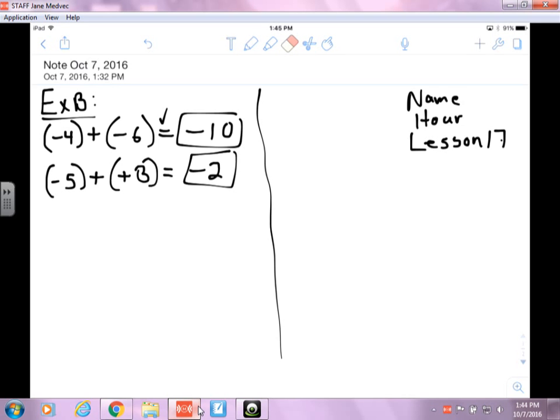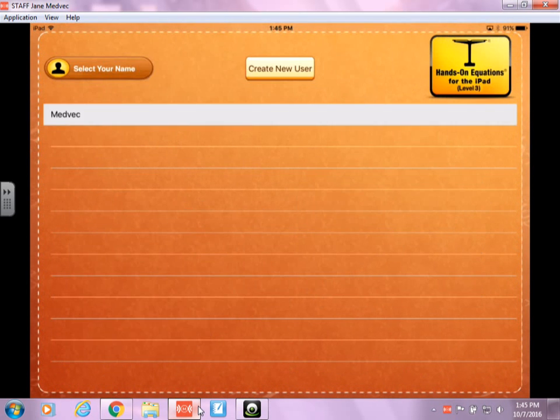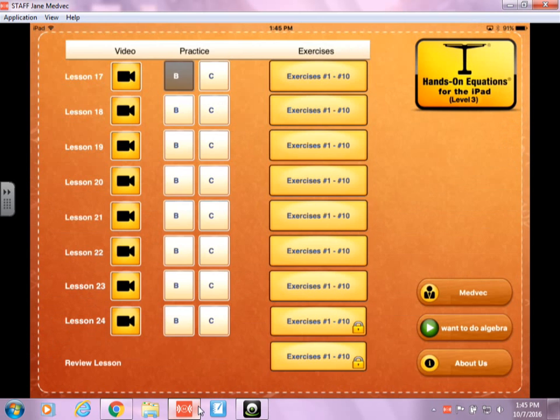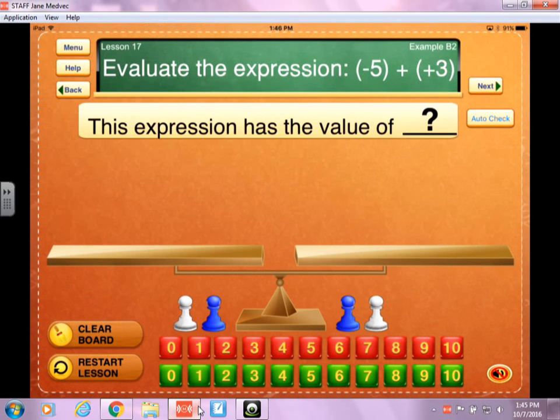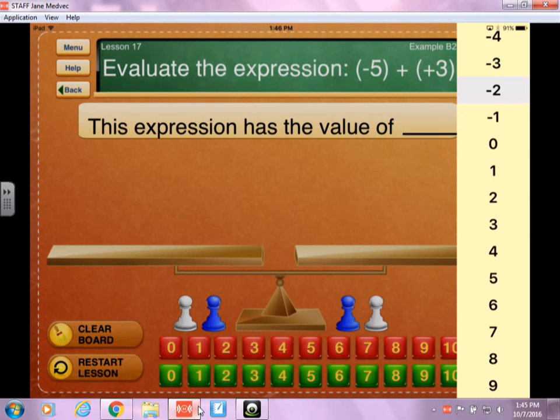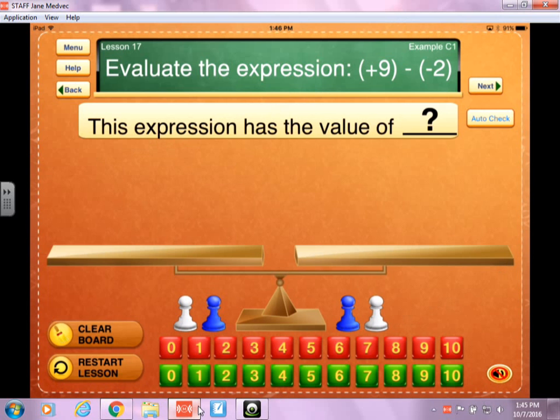Okay? I'm going to rewrite this as a 3. Okay, so now I'm going to go back to my app. And of course it kicks me out every time, which I just love, but it's okay. Okay, and I did that one, so I'm at this one. And I said that this was a 2. Yep, and I'm a star. Okay, now I'm going to go to C. So here is a positive 9, and I'm going to take away a negative 2.